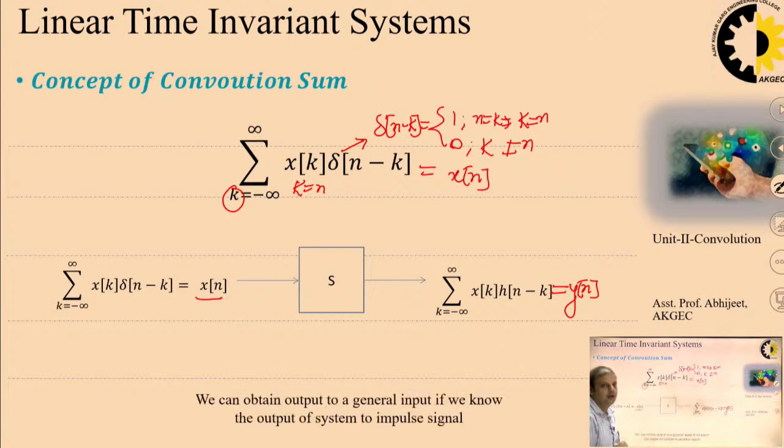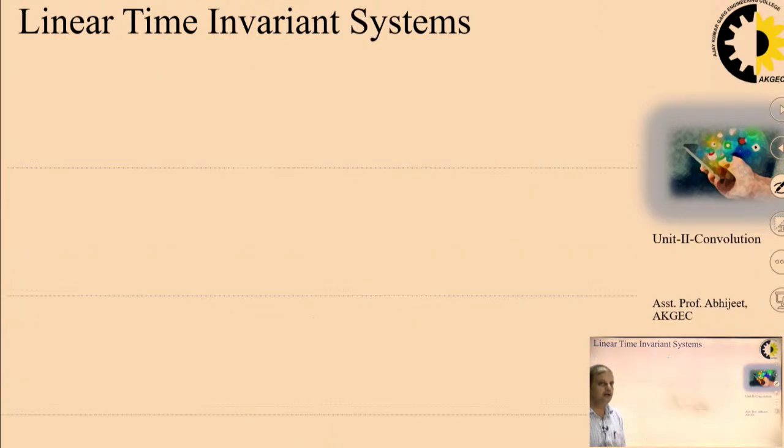And what is the importance? The importance is that we can obtain the output to any general input if we know the output of the system to the impulse signal, because if we know the impulse response of the system, we can calculate any output. So this we look at with a very important example.